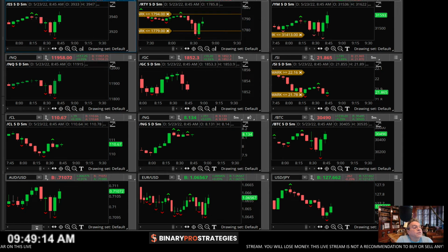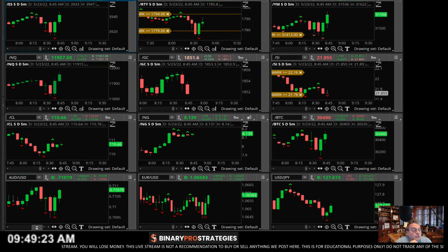Once again, we are using the Einstein method on the indices and on the commodities. That double arrow short didn't hold up on the US yen, so no trade on that. Still short silver.